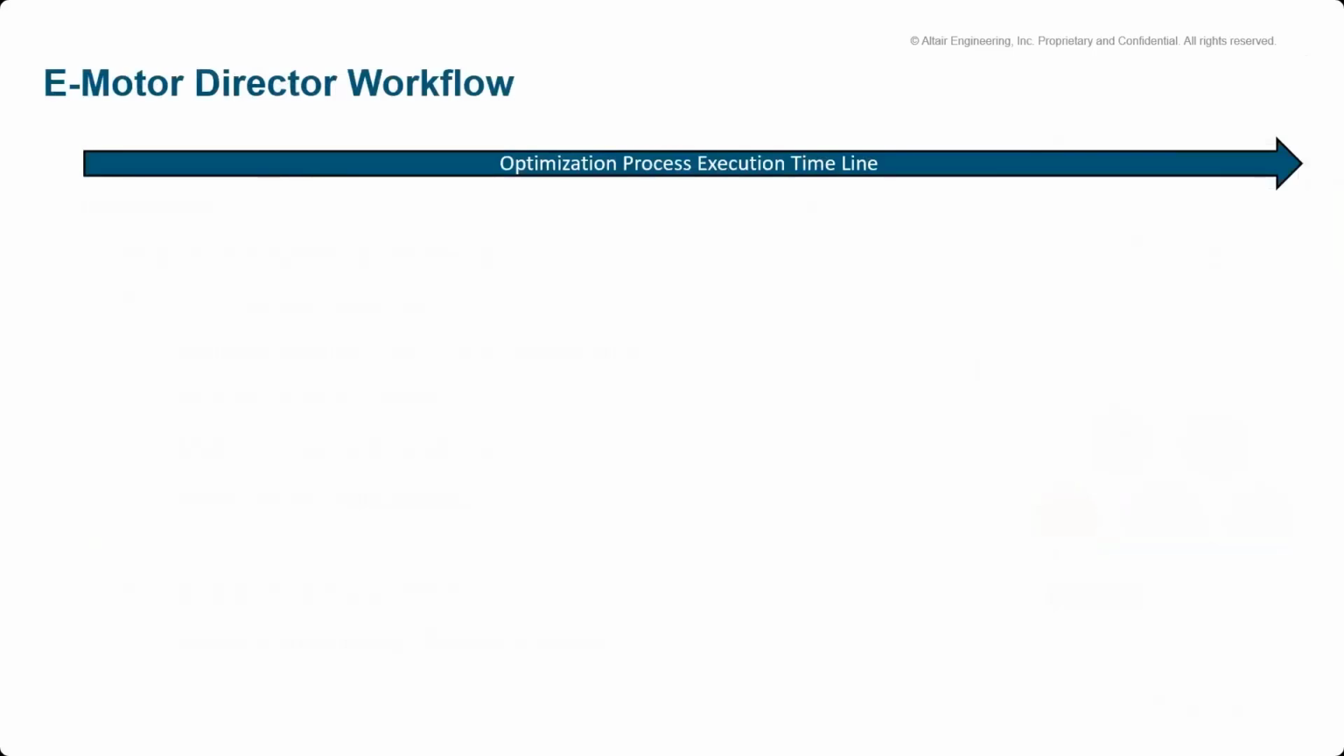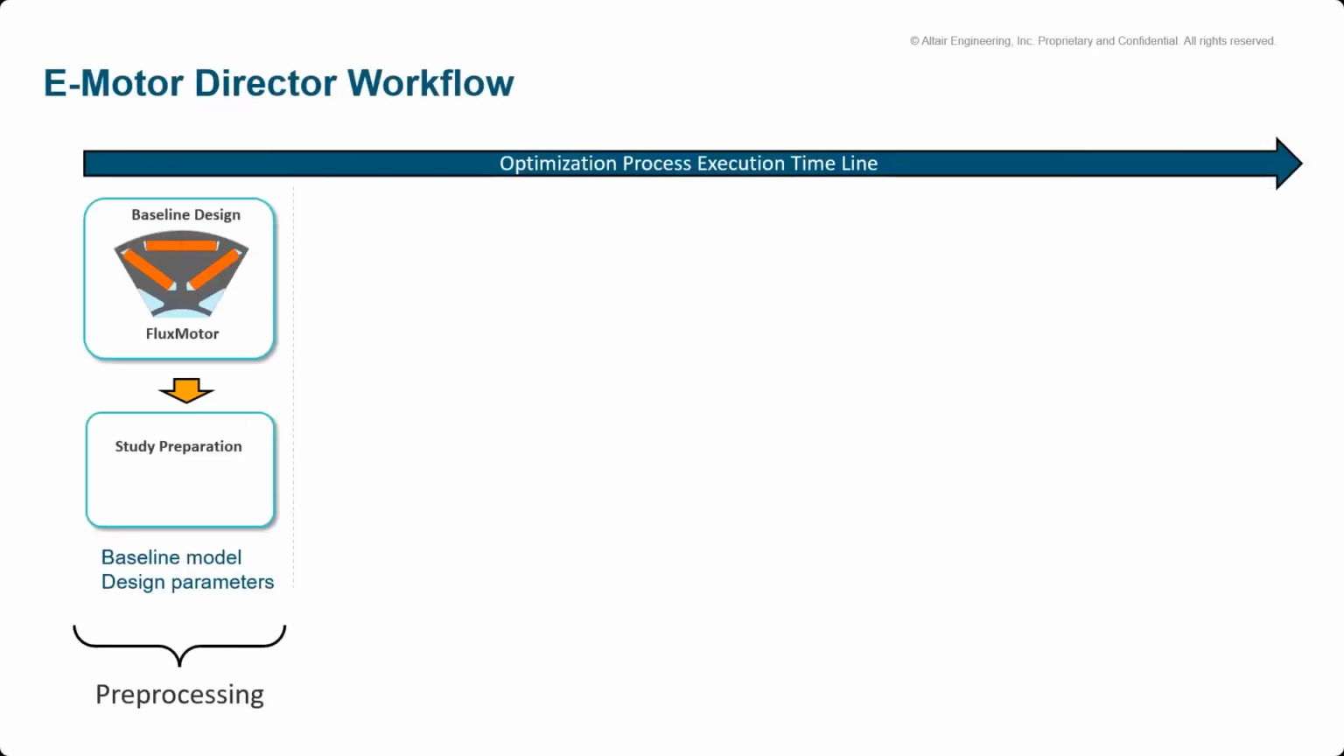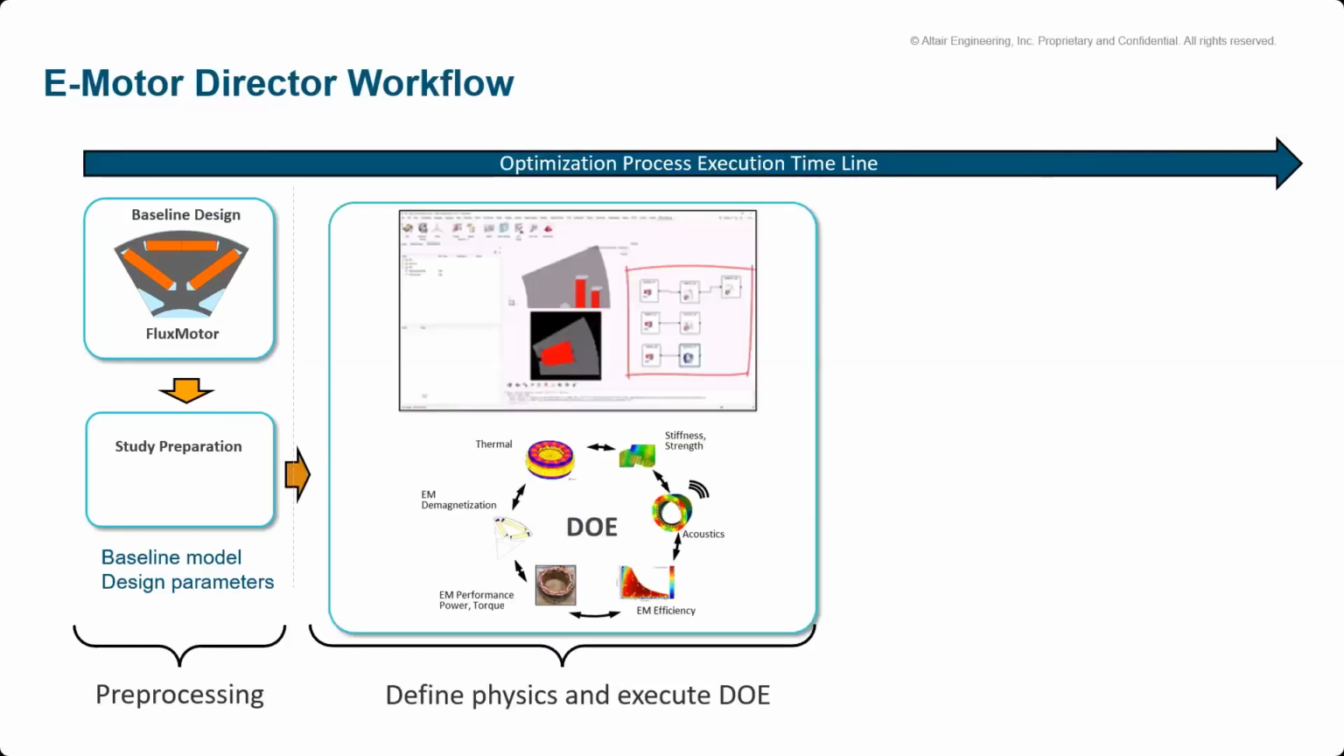So what is the process you need to follow as a user when using eMotor Director? The first thing you will do is to define the motor you want to optimize. So you have a baseline design, which is based on a Flux motor template, but you can also bring your own design, a parametric design. And you will define all the parameters first and your geometry, and then you will define all the different physics that you want to consider. So defining the simulation process, so EM calculation, thermal calculation, everything that you want to consider.